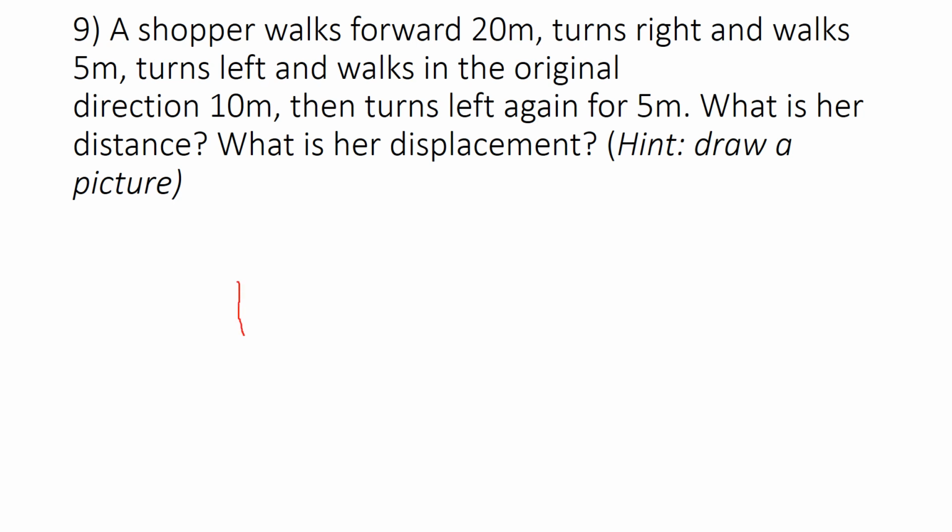So a shopper walks forward 200 meters, and then they turn right, and they walk 5 meters. And then they turn left, and that's confusing, but it says they walk in the original direction. So that would be the first line that we drew in that same direction, and they do that for 10 meters. And after that, they turn left again for 5 meters. And that's kind of tricky because they turn left and go back that same direction.